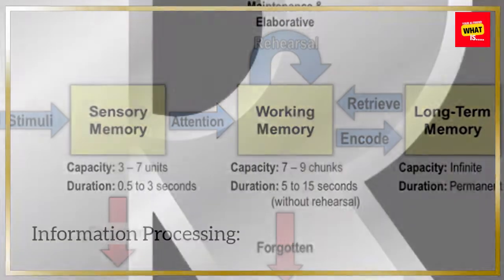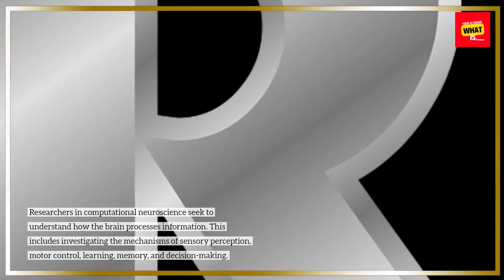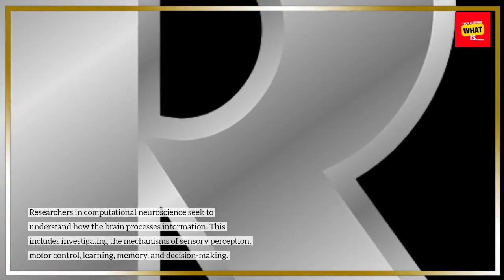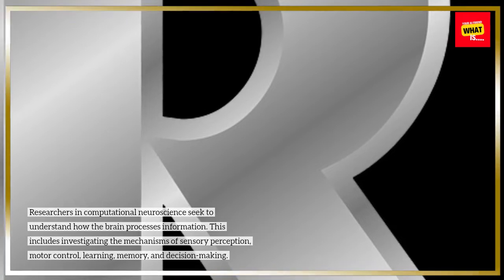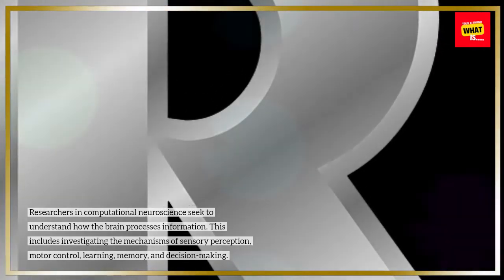Information processing. Researchers in computational neuroscience seek to understand how the brain processes information. This includes investigating the mechanisms of sensory perception, motor control, learning, memory, and decision-making.